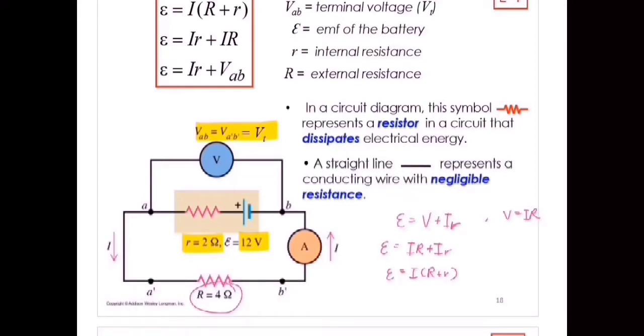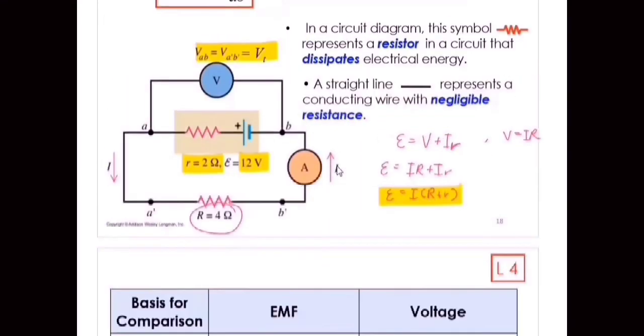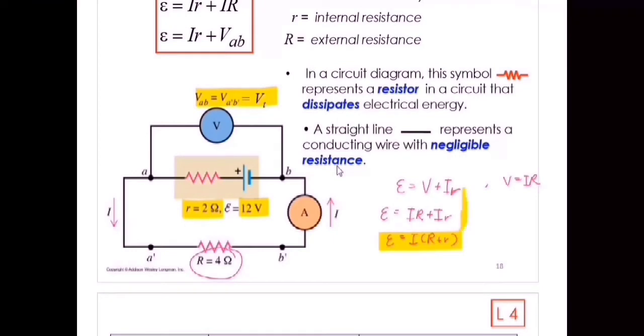So this is the equation of EMF. We could also rearrange it, and this is one way of writing it. Another way of writing it is V equals EMF minus Ir. This would also be another equation. So it's up to us to see which data we have, and then we can choose our equation accordingly.